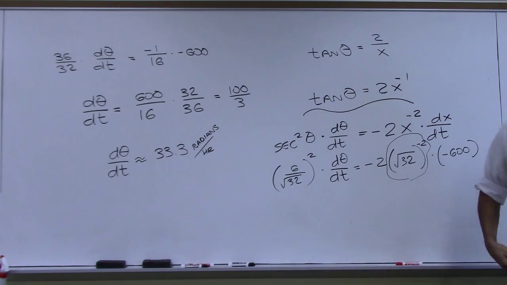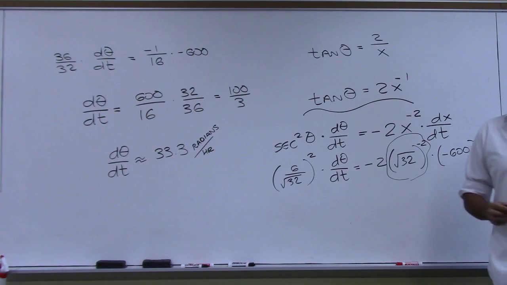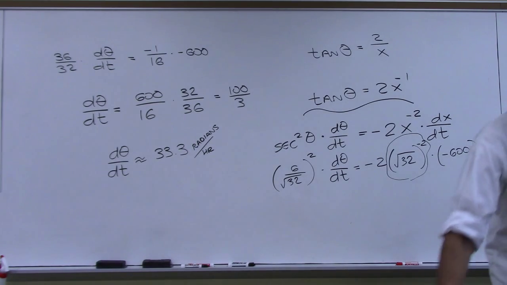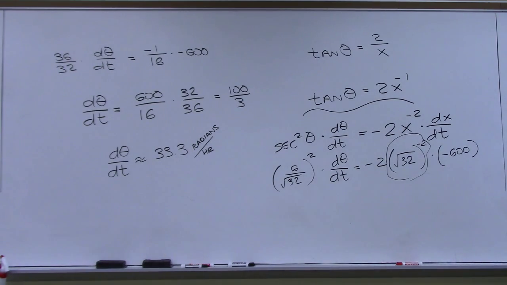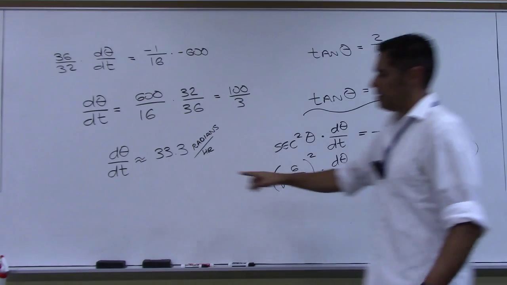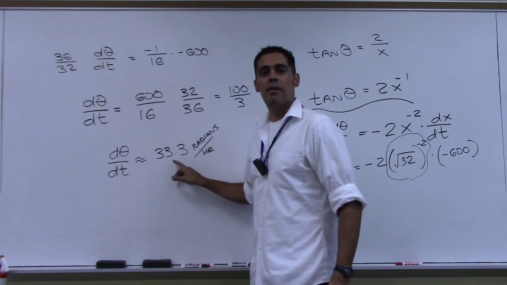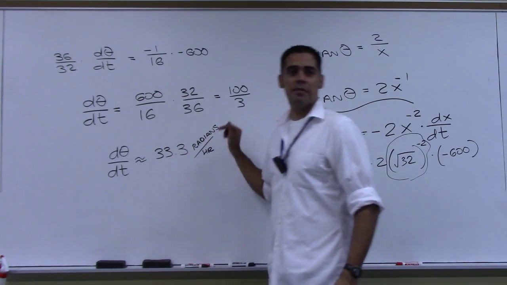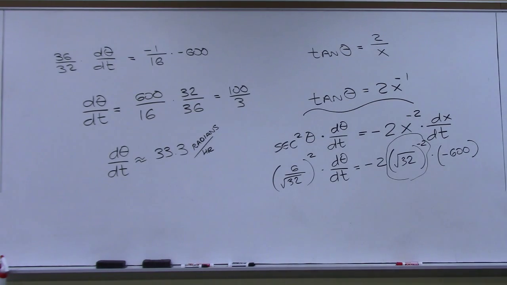At that particular instant, your angle is changing at approximately 33 radians per hour. Wouldn't you put that little line above the 3? Oh, you could, yeah. Well, I didn't because I said it's approximately, so I'm rounding it. If I wanted equals, I'd have to put the bar over. Okay, so let's see here.